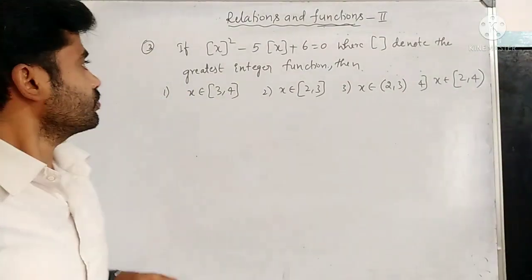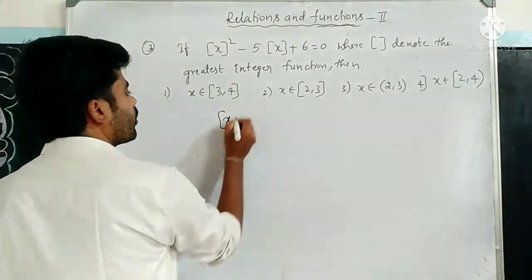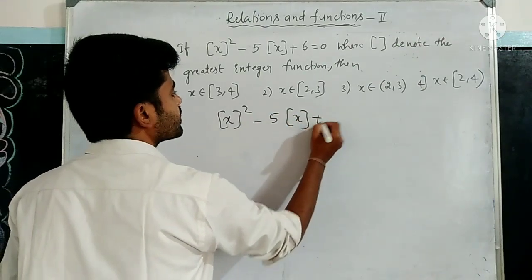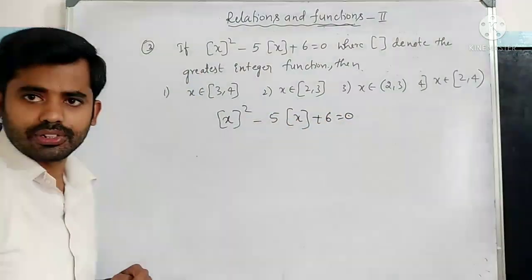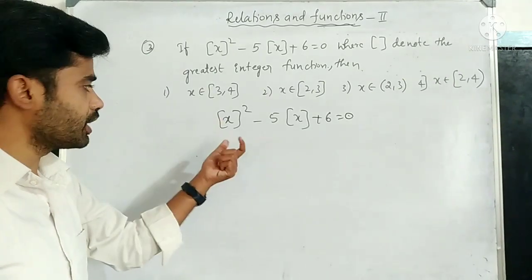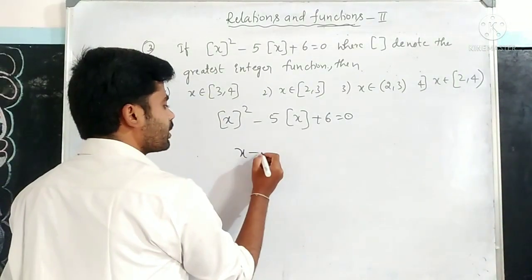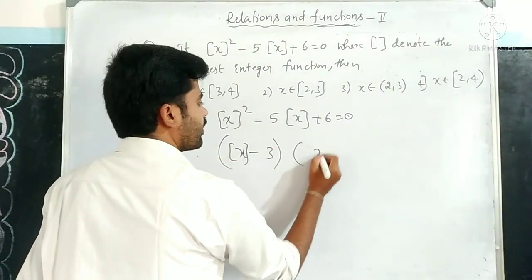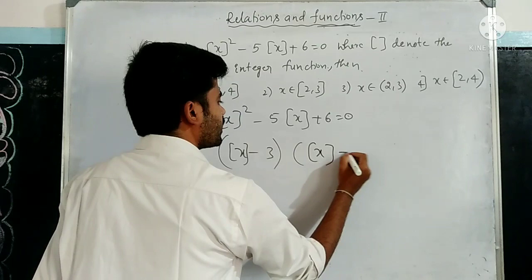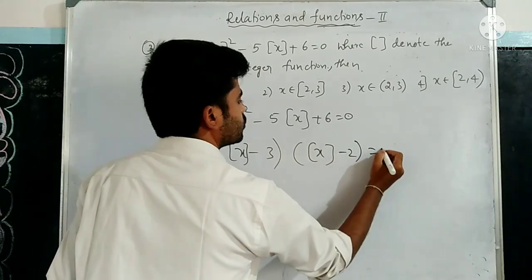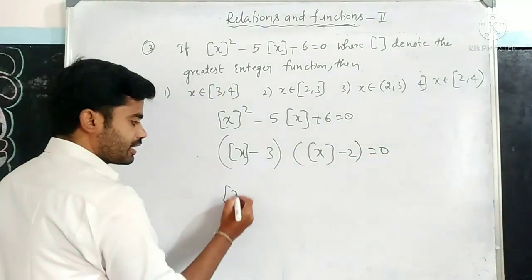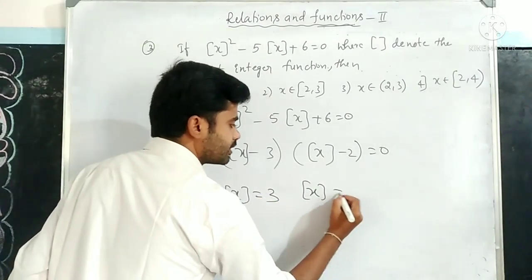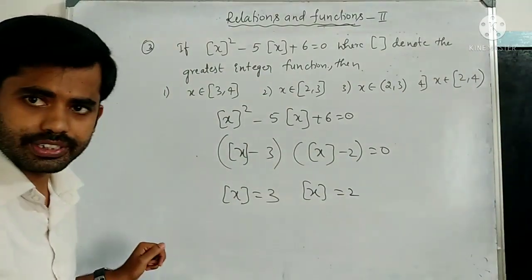Now here the equation is [x] squared minus 5[x] plus 6 equal to 0. Using the factorization method, if you simplify, what do we get? ([x] minus 3) times ([x] minus 2) is equal to 0. It means that the greatest integer function of x is equal to 3, or the greatest integer function of x is equal to 2, you will get it after simplification.